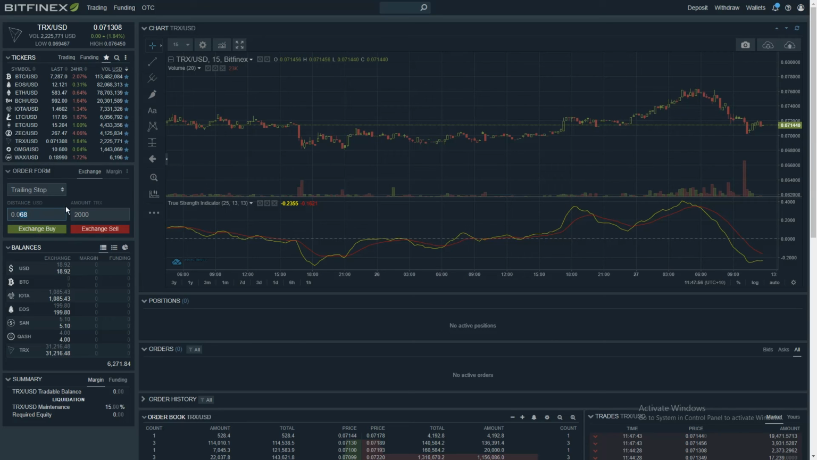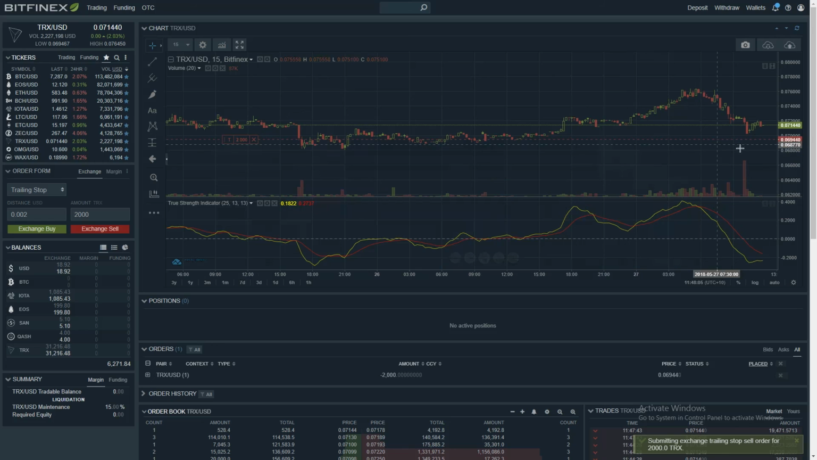So what I'm going to say is I'm going to go 0.002 cents, and I'm going to trade that amount there. So we can see now we've gone in at 0.002 cents below the current ticker rate. Now if this ticker goes up, this little line will follow it up.